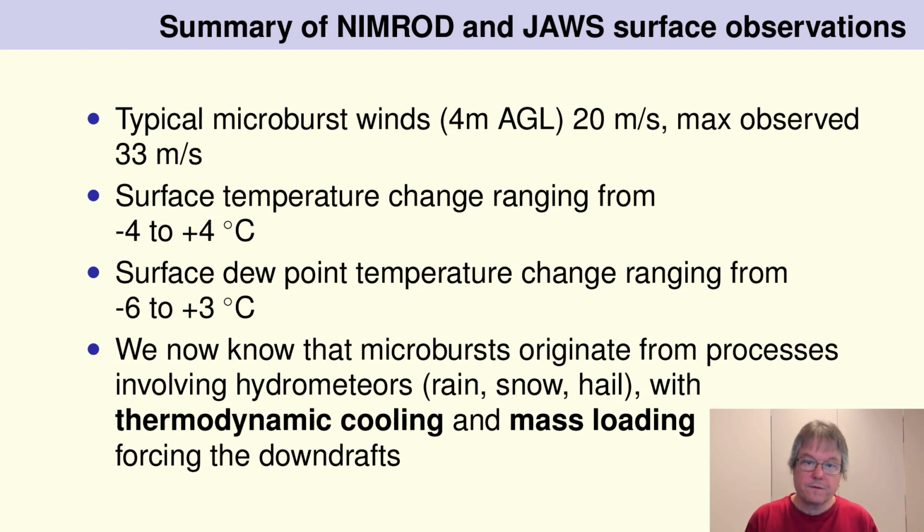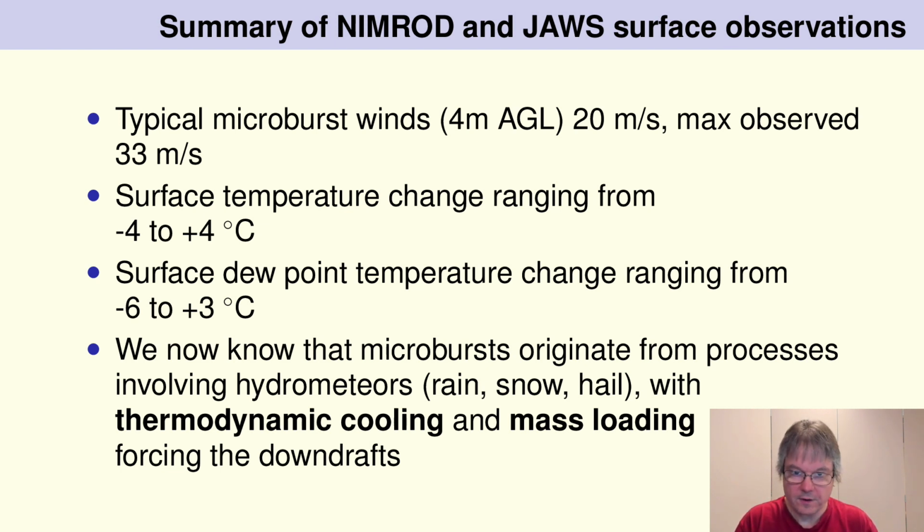Typical microburst winds 4 meters above the ground, because that's where they would have placed the lowest wind sensor, were about 20 meters per second. Maximum observed during these programs was 33 meters per second. Not the worst damaging wind in the world, but certainly implies there could be some wind shear that could cause a problem for aircraft.